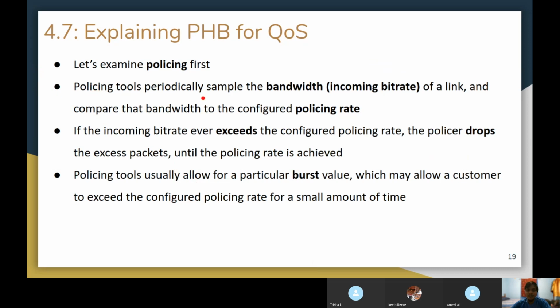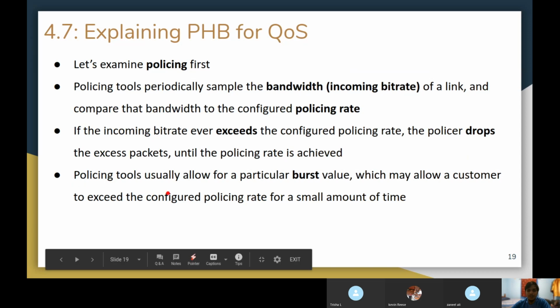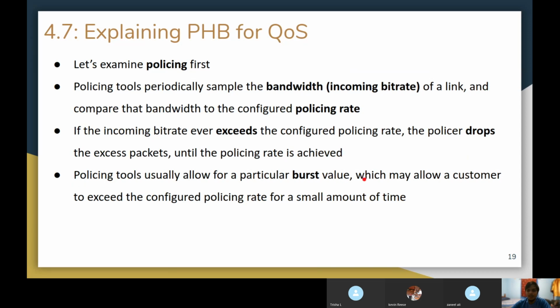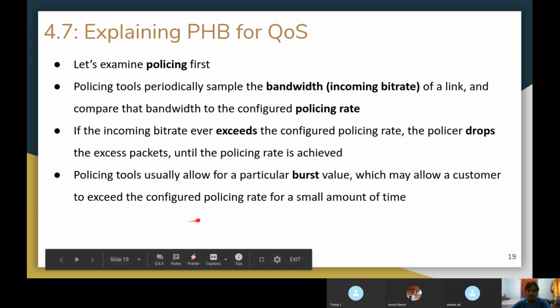Policing tools periodically sample the bandwidth or incoming bit rates of a link and compare that bandwidth to the configured policing rate. If the incoming bitrate ever exceeds the configured policing rate, the policer drops the excess packets until the policing rate is achieved. Policing tools usually allow for a particular boost value, which may allow a customer to exceed the configured policing rate for a small amount of time.